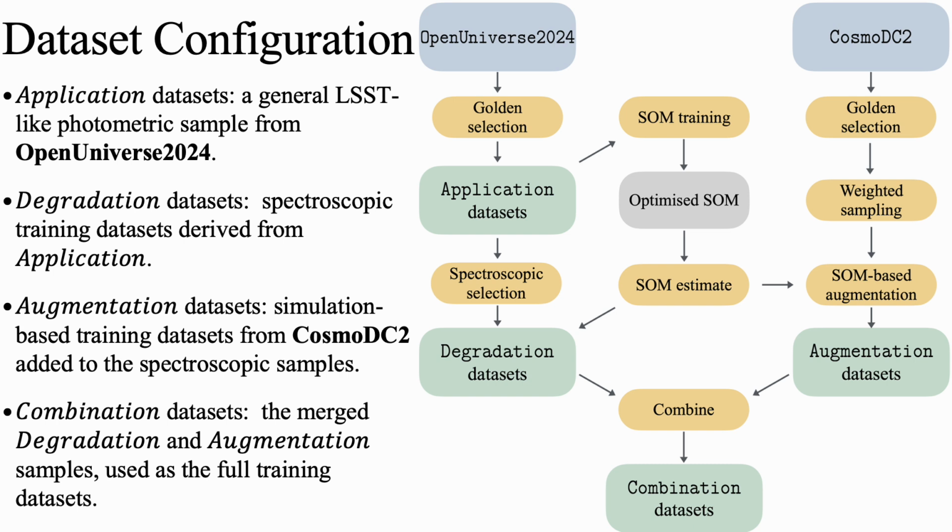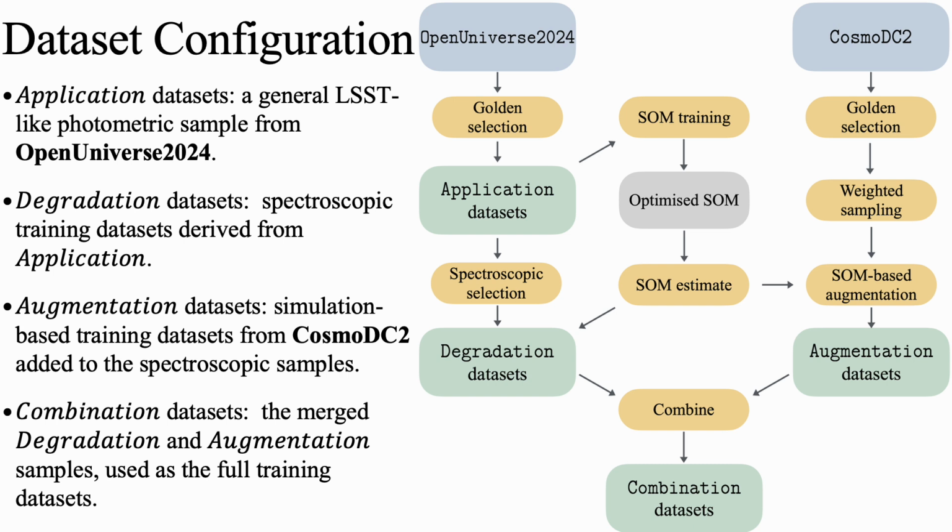Here is a flowchart showing our definitions of different datasets. Application datasets are basically the photometric samples from the OpenUniverse catalog for LSST under 1-year and 10-year survey depths. Degradation datasets are spectroscopic samples we expect to have when we conduct LSST cosmological analysis.